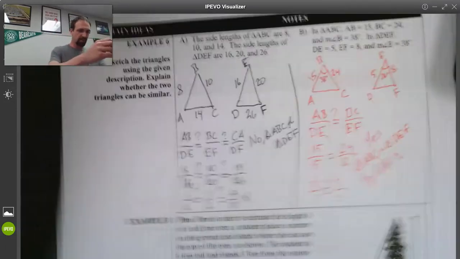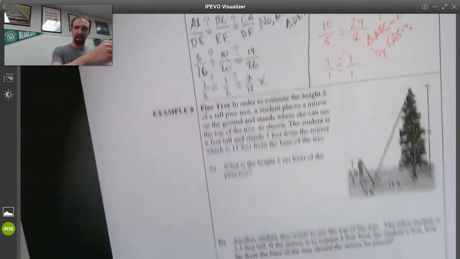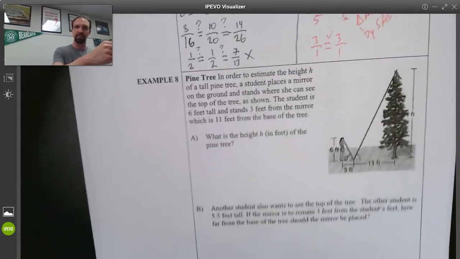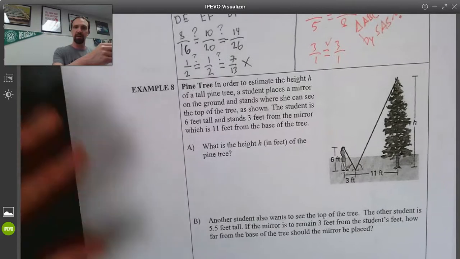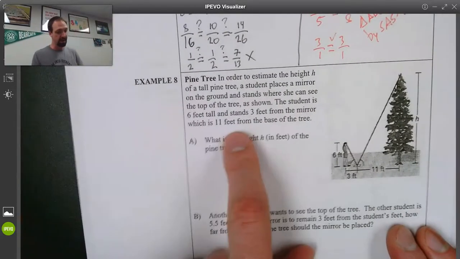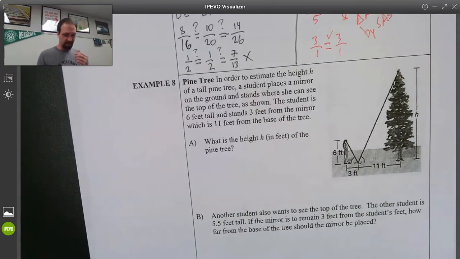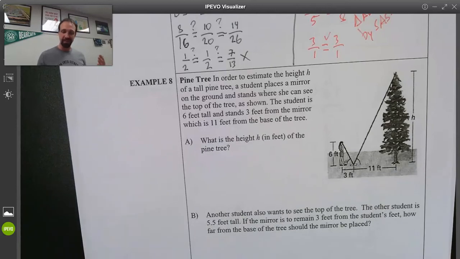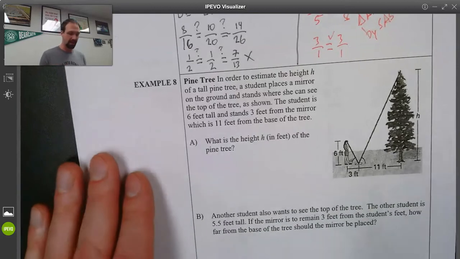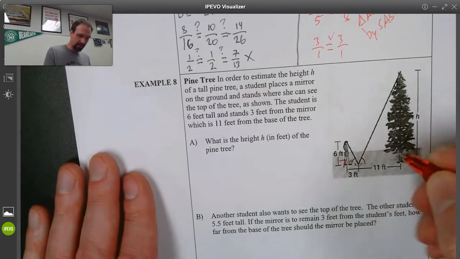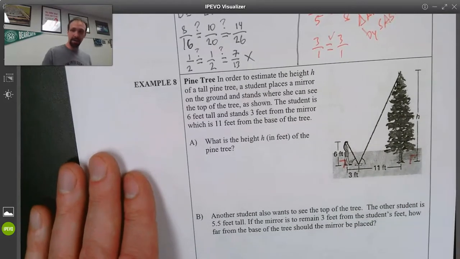And then for this last one, in order to estimate the height of a pine tree, we place a mirror on the ground and stand where we can see the top of the tree as shown. We know that the student is 6 feet tall and stands 3 feet from the mirror, which is 11 feet from the base of the tree. So what we're trying to do here is see if this is viable. We're setting it up so that this is a side angle side similarity. So the angle that we get is actually the right angle that's made here and here.